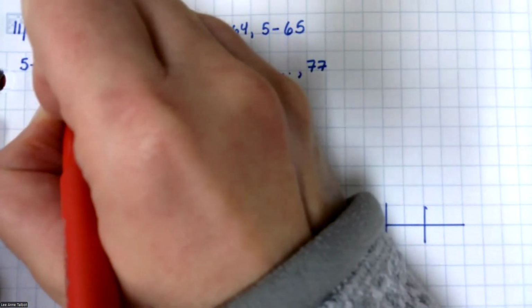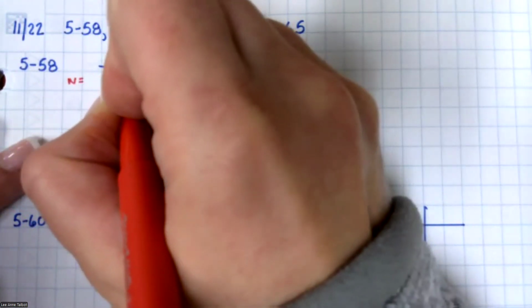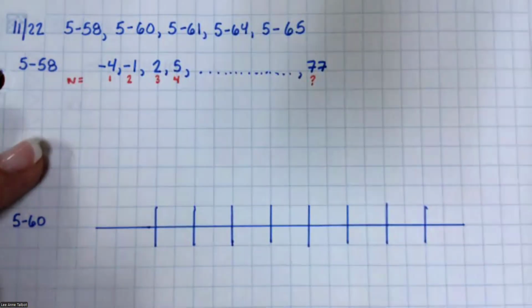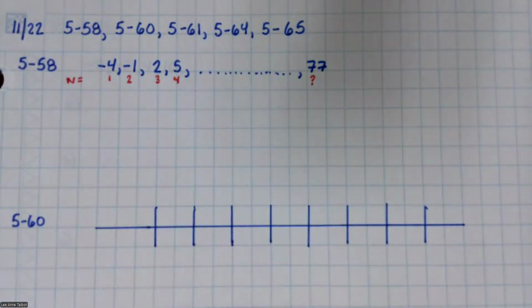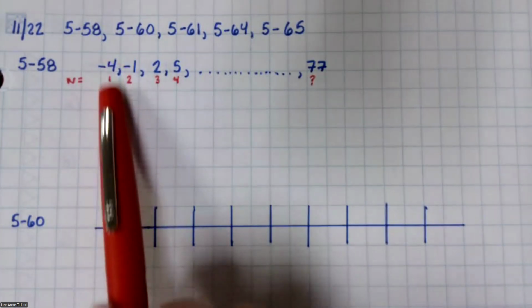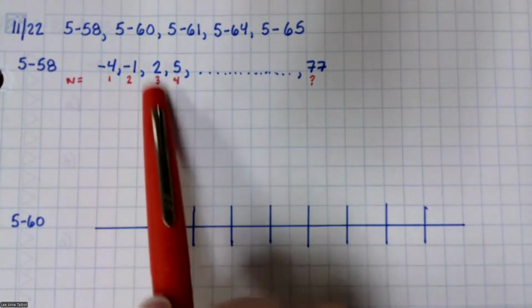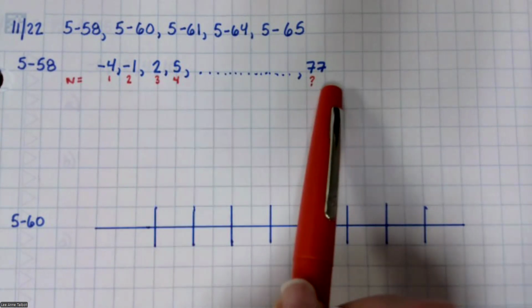So I'm going to put little baby numbers underneath to show the term that it's in. So -4 is term 1, -1 is term 2, 2 is term 3. And what I'm interested in is, what is term 77?